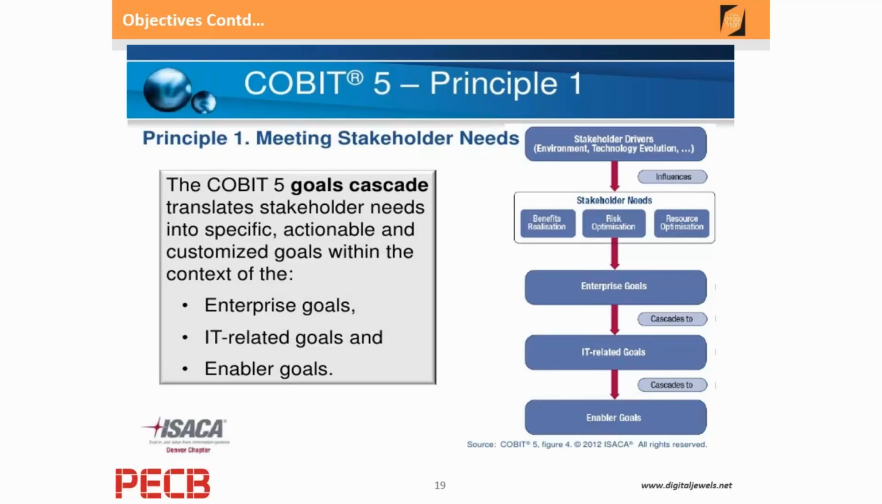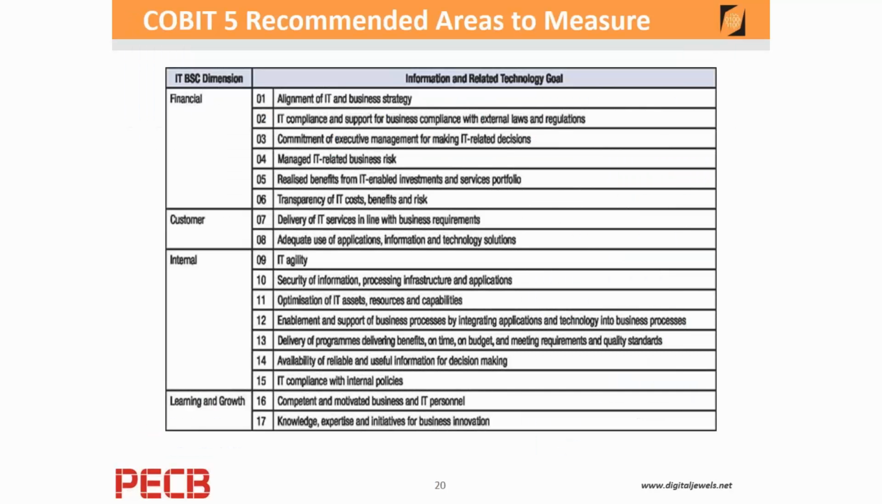COBIT has actually provided generic goals, 17 for enterprise, and also 17 for the IT-related goals. These are seen in the next slides. What has been done is there has been an alignment between the balanced scorecard, which some of us may be familiar with, to be able to derive the 4 components of the balanced scorecard. Looks at the financial, the customer, the internal, and the learning and growth dimension.